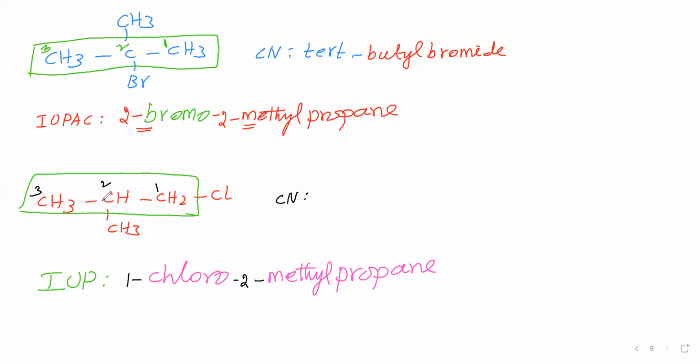Now here the second carbon is having 2 methyl groups. Therefore we can use the word iso. And the chlorine must be present in the primary carbon. Then what is primary carbon, secondary carbon, tertiary carbon and quaternary carbon? That we'll see.